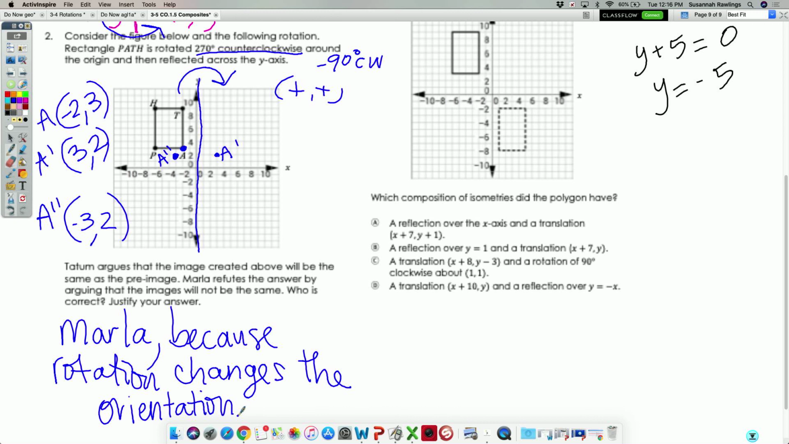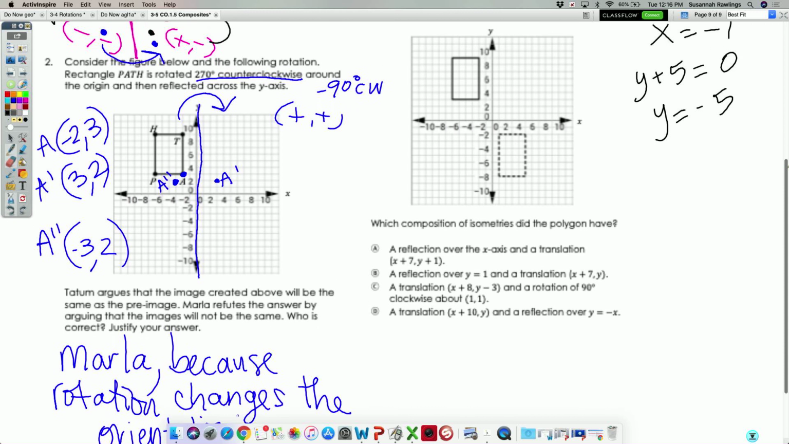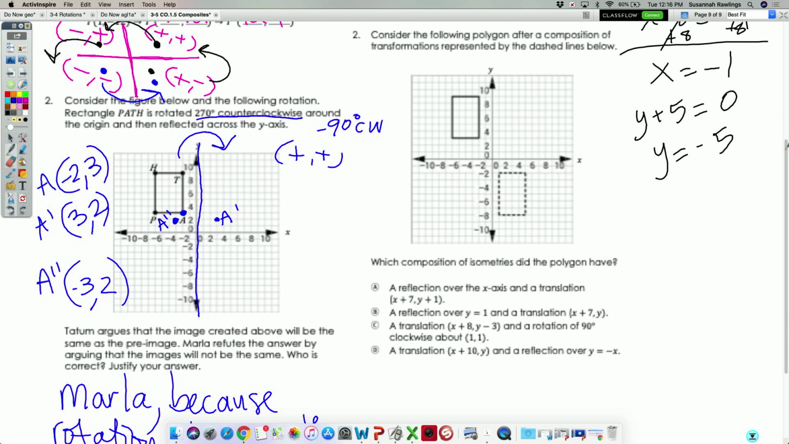Alright, last one. Consider the polygon after the composition of transformations represented by the dashed lines below. So it's telling me my pre-image is the one that's solid, and this is after 2 transformations. You're given 4 different options. Best way to do this, process of elimination. So let's notice what's going on at first anyways.